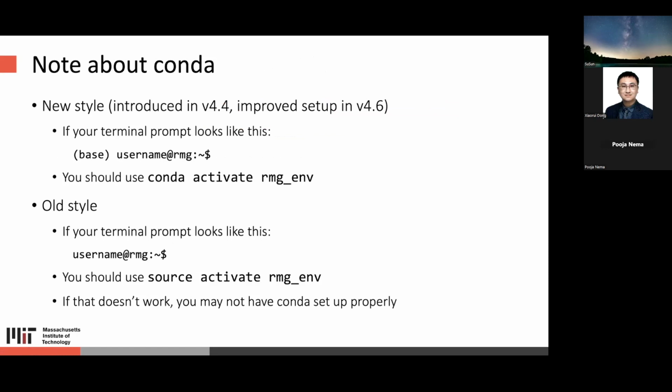So some notes about conda. For the new style, which was introduced in version 4.4, if your terminal prompt looks like this, with parentheses and base, then you should use conda activate rmg_env. And for the old style, you'll just use source activate. And if you're using Docker, you can run the commands from the RMG website, which will also help you activate the RMG environment.